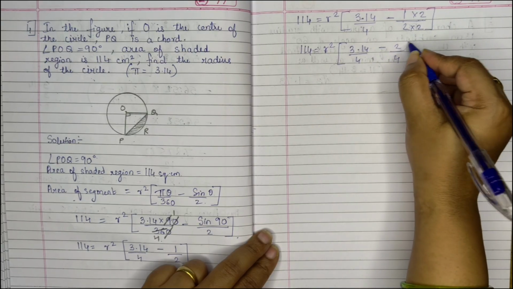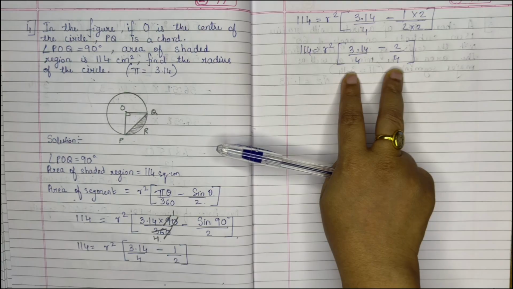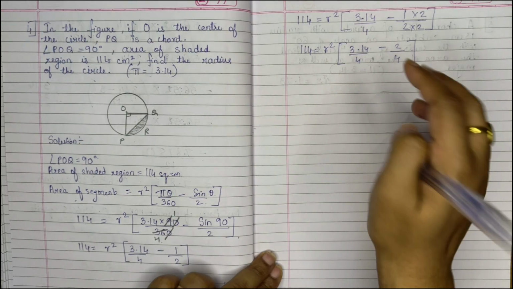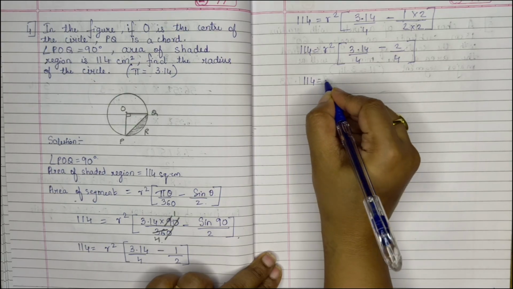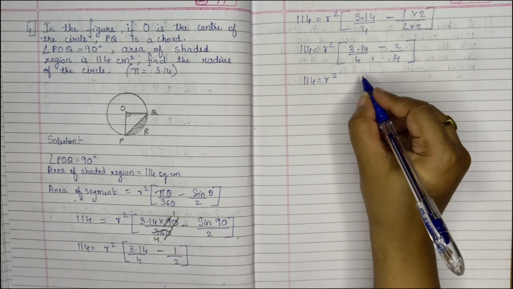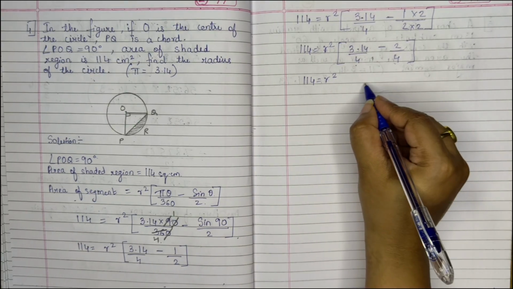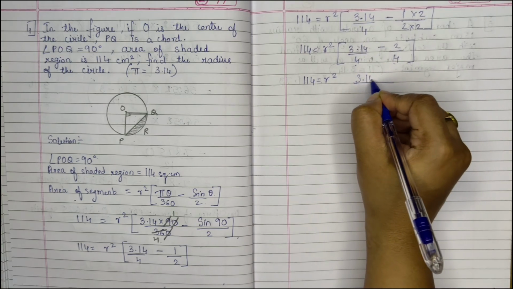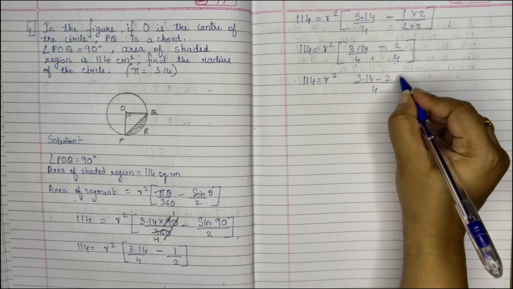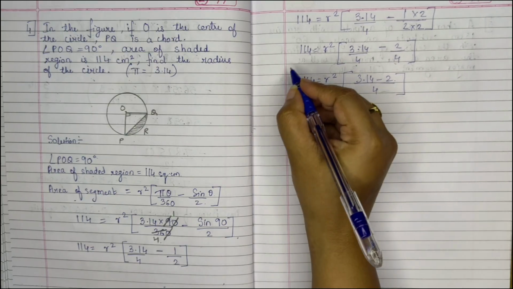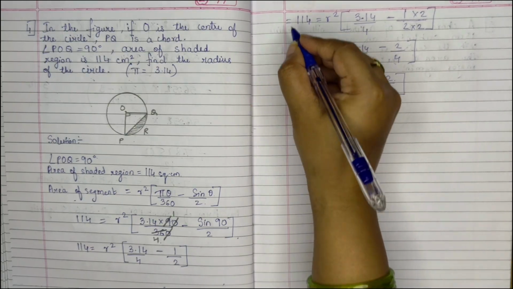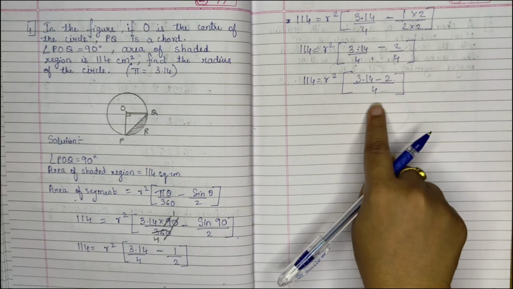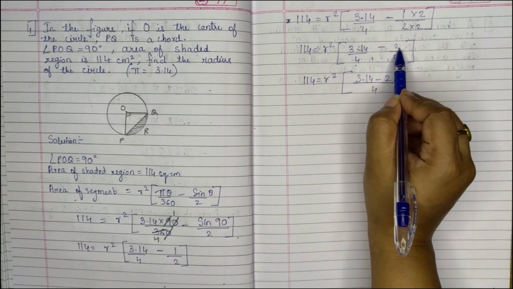2 2s are 4. Now see our denominators are same. So what we will do is we will write the denominator once. Keep this first as it is. Write the denominator once, and these numbers we are going to subtract, that is 3.14 minus 2. We wrote the denominator common and these numbers we are going to subtract.